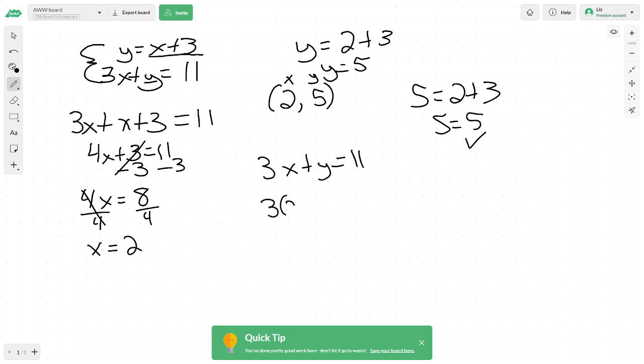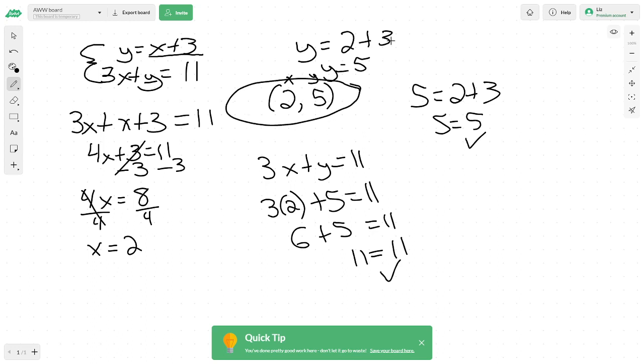And then I have 3x plus y equals 11. So 3 times 2 plus 5 equals 11. 6 plus 5. Perfect. We did get the right solution. 11 equals 11. 5 equals 5. So this is my answer: (2, 5), an ordered pair. x is 2, y is 5.